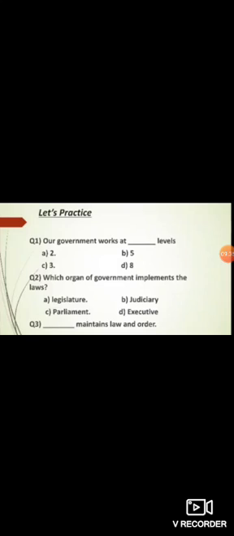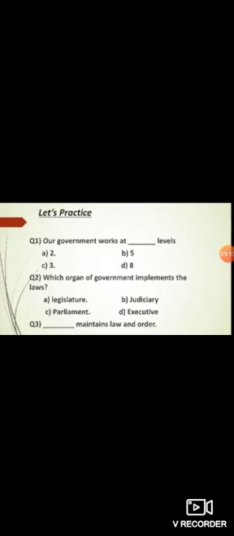So we have already discussed the different functions of the government, different levels of the government, and different organs. In the last, let's recapitulate what we studied during the session. So first question is, our government works at dash levels. So our government works at how many levels? Tell me, children. Very good. Our government works at three levels: national level, state level, and local level.